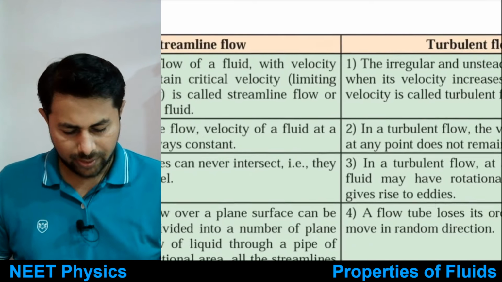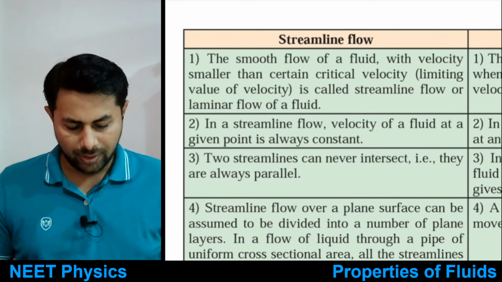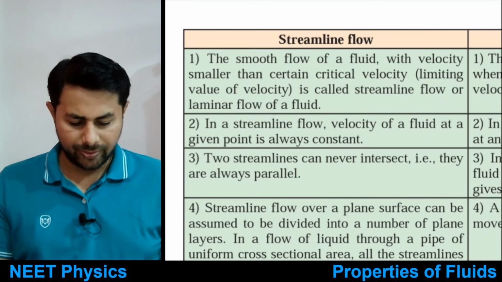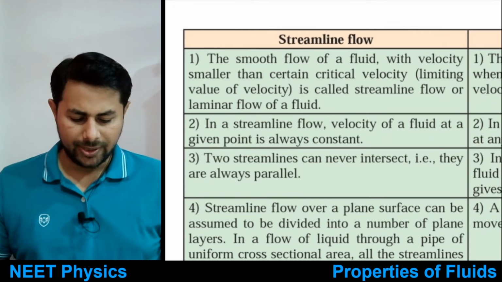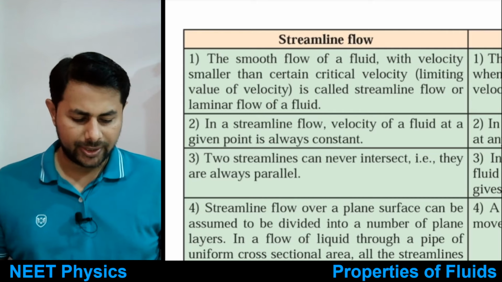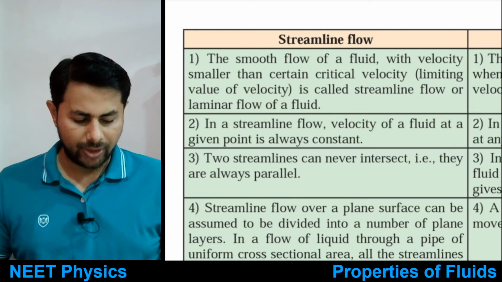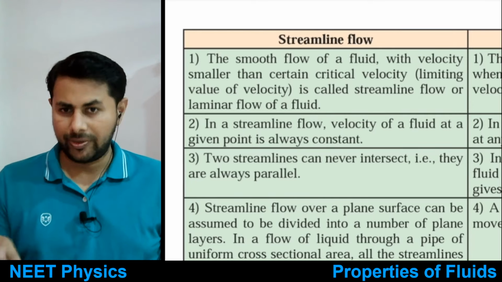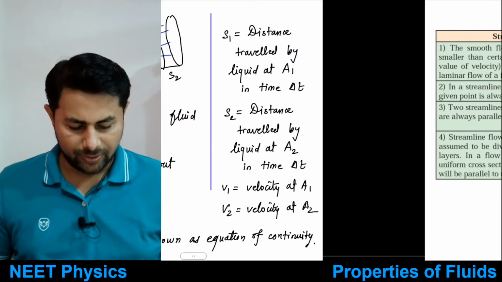Okay, so see, streamline flow is the smooth flow of a fluid with velocity smaller than a critical velocity. We'll see what critical velocity is. It is a limiting value of velocity. In streamline flow, the velocity of fluid at a given point is always constant. If you take a certain point, what does it mean?